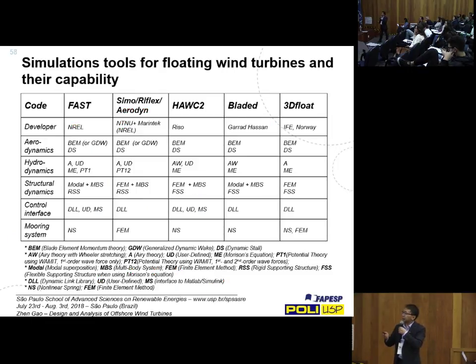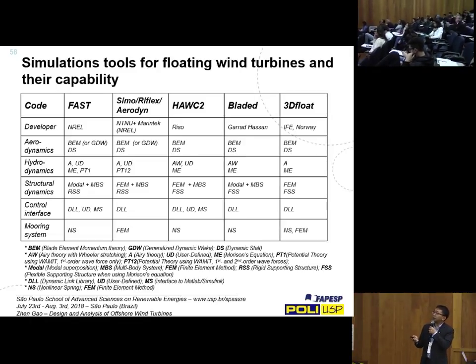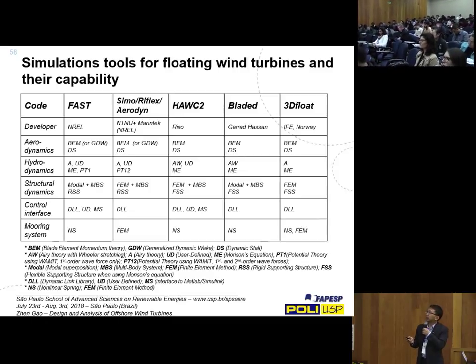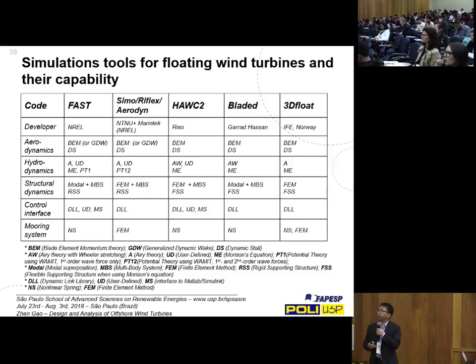This shows the codes that are compared in this benchmark study. First is the code from NREL, which is open source. Then SIMA with RIFLEX and AeroDyn, a code developed at NTNU. Basically, we use SIMO and RIFLEX for hydrodynamic and marine analysis, and AeroDyn from NREL, which is open code for aerodynamic analysis. HAWC2 is from DTU, and these three are the major codes, and Bladed is a more commercial code from Garrad Hassan.